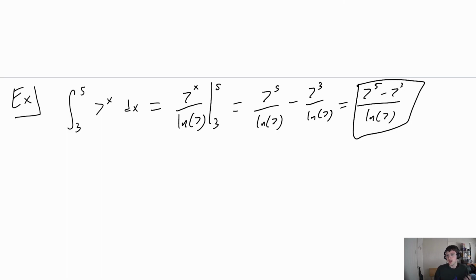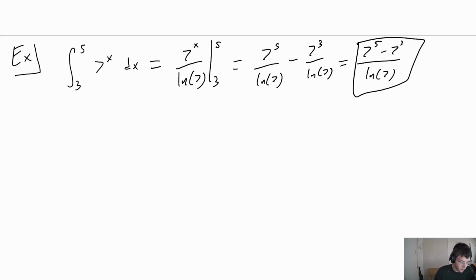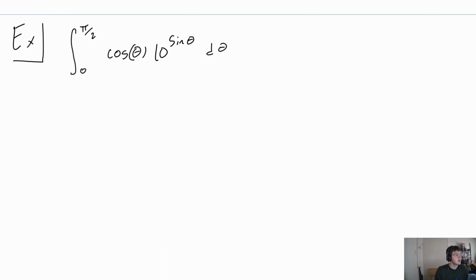Let's look at a more complicated example, maybe something a little bit less straightforward. Here's one. We're going to take the integral from 0 to pi over 2 of cosine theta times 10 to the sine theta. What do we do? Well, we know how to take the antiderivative of 10 to the x, so it'd be really handy to get this function to look like 10 to the x. The problem is we have this extra cosine theta floating around. Is there anything we can do about that?